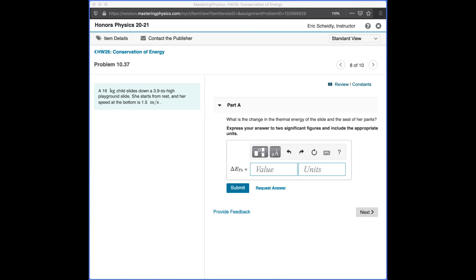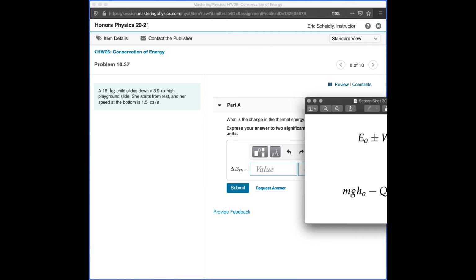Problem number 8, a 16 kilogram child slides down a 3.9 meter high playground slide starting from rest, and her speed at the bottom is 1.5 meters per second. What is the change in the thermal energy to the slide and the seat of her pants?